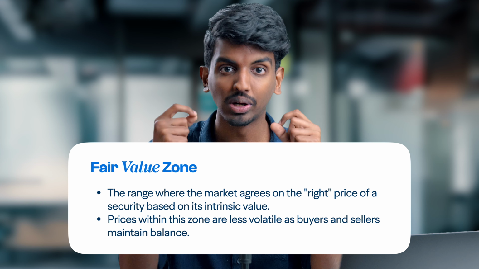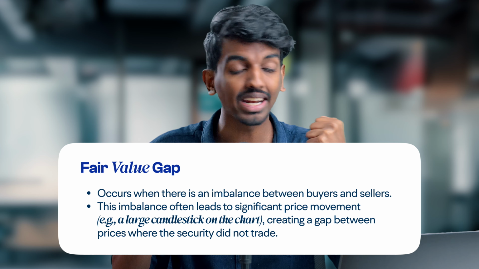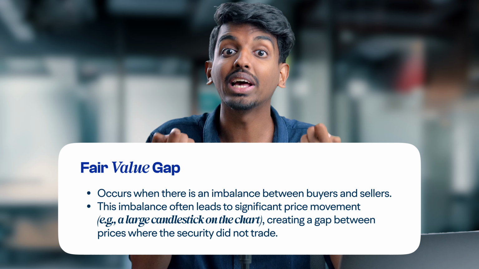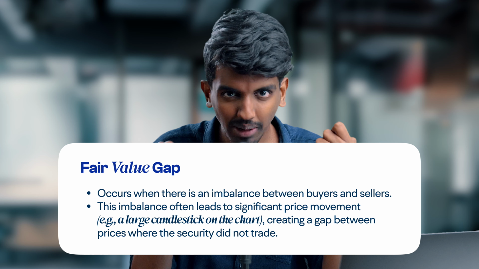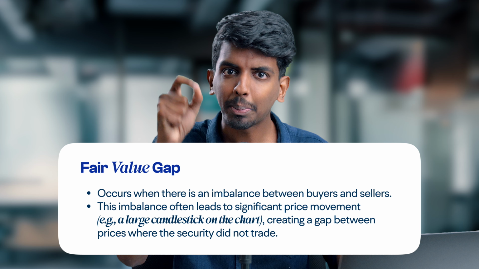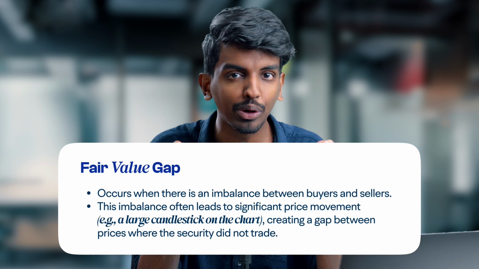And we also talked about certain situations where this fair value zone will be broken. And in those setups, we talked about buyer and seller imbalance. The fair value is supposed to be the right trading price of a share or a security. So once there is a buyer and a seller imbalance, a large candle could be created where a fair value gap could exist. So if there is no imbalance, buyers and sellers are very strong, price will move very much sideways. There won't be any fair value gaps created.